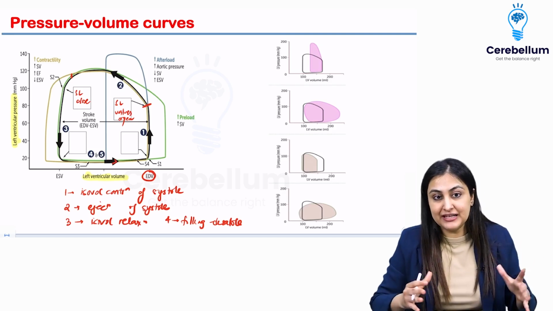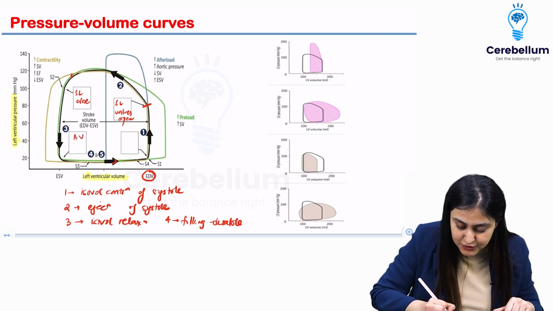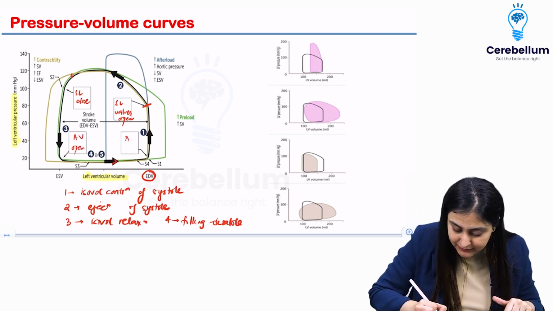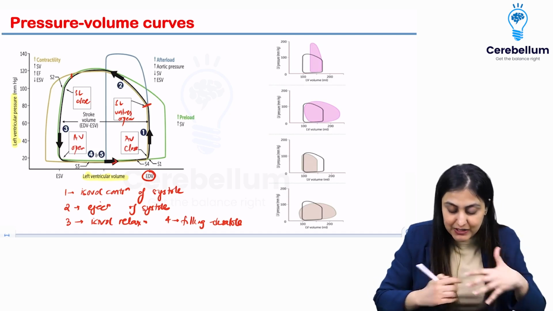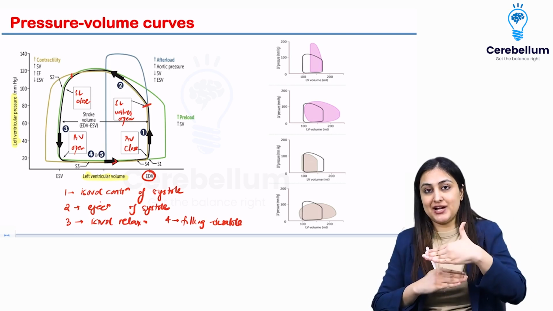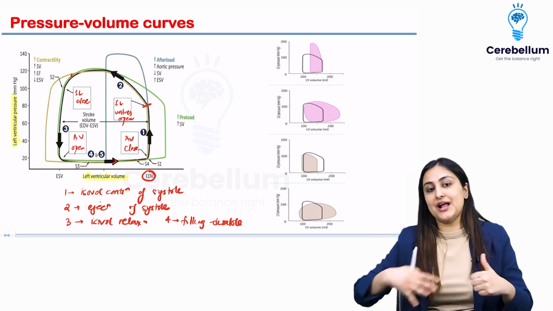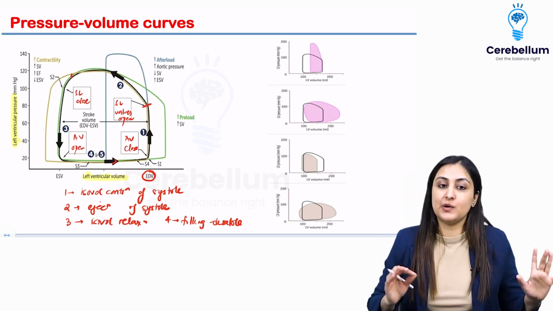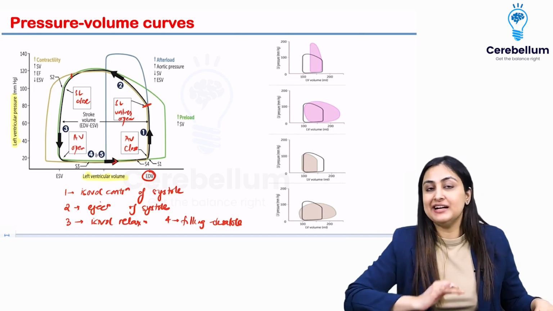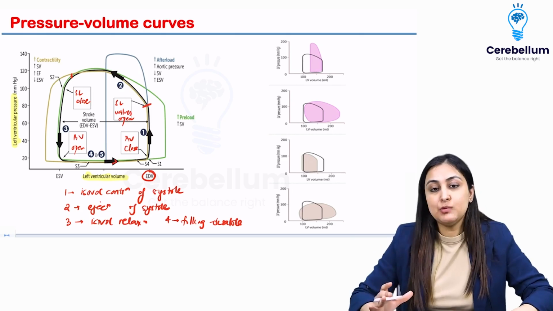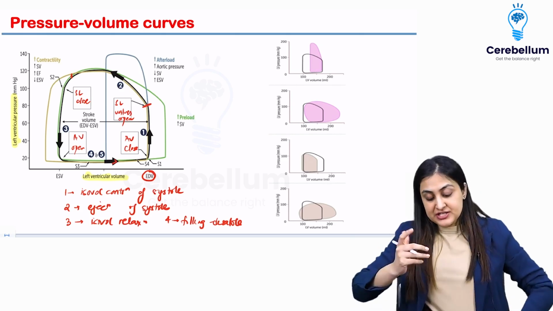Because of the filling in, you're going to have the AV valves open, and then here you have the AV valve close, and that is when the isovolumetric contraction begins, and then once it contracts, you're going to have it all go down. So this is how you can identify this curve. Now let's see what changes will occur if we change certain factors.